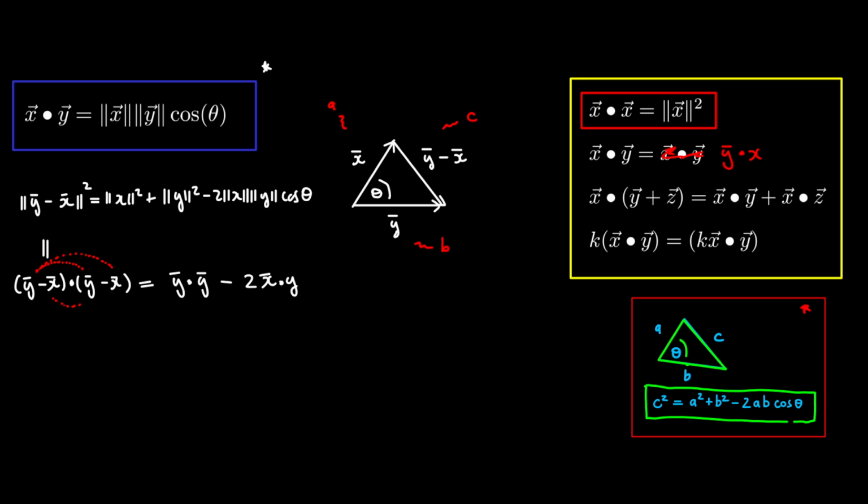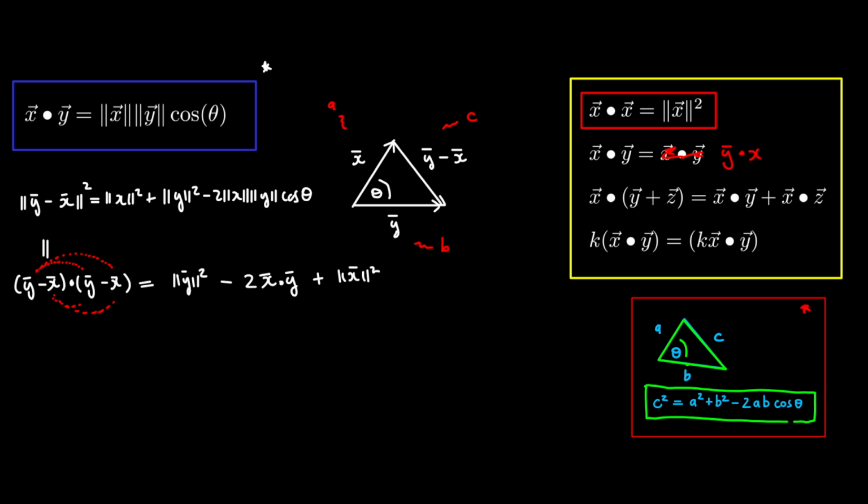Okay. Then taking the dot of negative x with x, we will just get here positive x dot x. Okay, good. So having this, then we can see that this term here actually just becomes the length of y squared, and then the length of x squared.